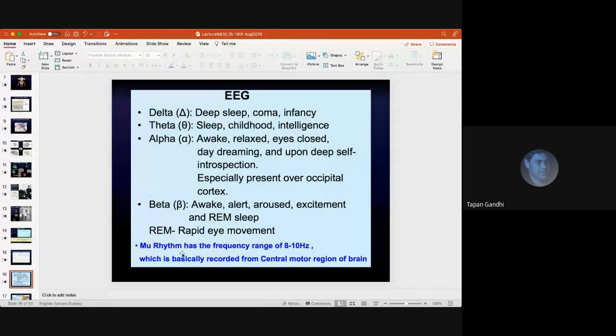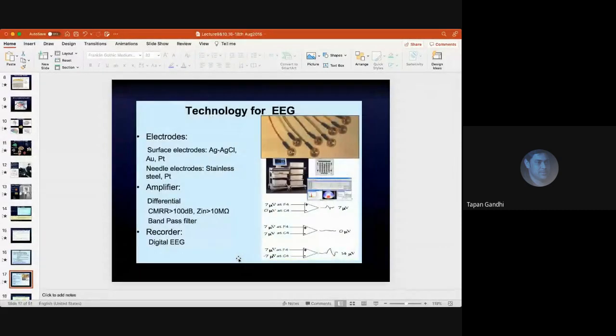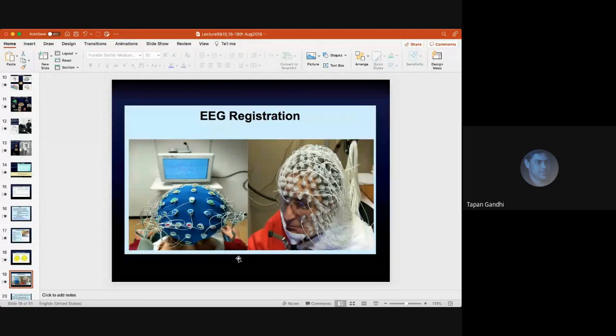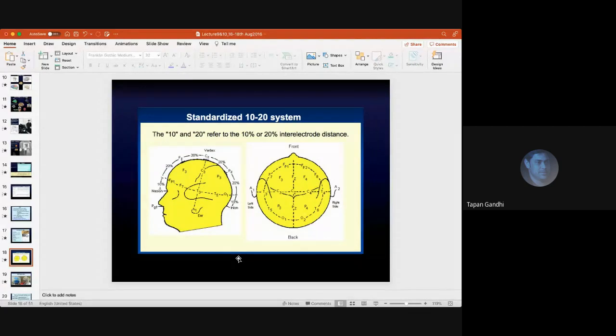And there is a rhythm called the mu rhythm. Mostly for those who work on BCI, brain-computer interface, the electrical motor activity is recorded from the motor cortex at the frequency from 8 to 10 hertz, right? It's called the mu rhythm. And mostly in BCI applications, people use this kind of rhythm. So there are different kinds of technology there. So it's very important to understand the technology. But okay, I'm not going into the technology more. So most probably I'll talk more about the different EEG placement systems, right?